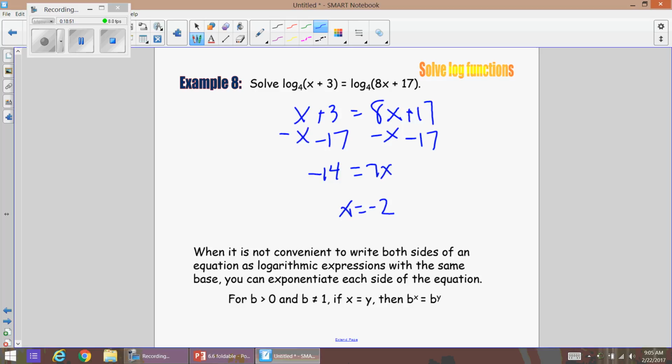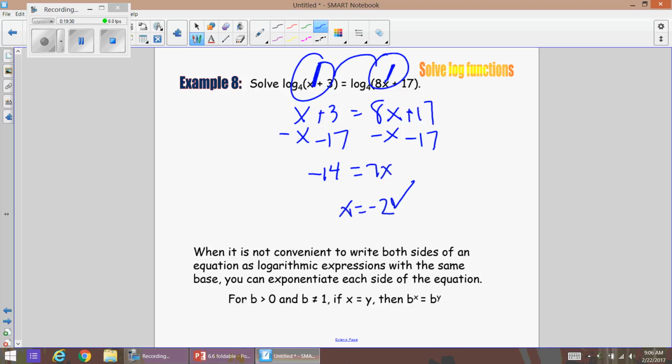Whoa, negative 2? I thought you said x could never be negative 2. It's true. In the parent function, the log of x, you cannot put a negative 2. But can we put a negative 2 here? Well, check it out. If you put a negative 2, negative 2 plus 3 is a 1. And if you put a negative 2 here, 8 times negative 2 is negative 16. Negative 16 plus 17 is a 1. They are the same positive number, so negative 2 actually checks, even though in a parent log function it wouldn't work.